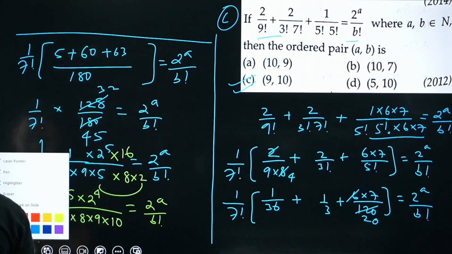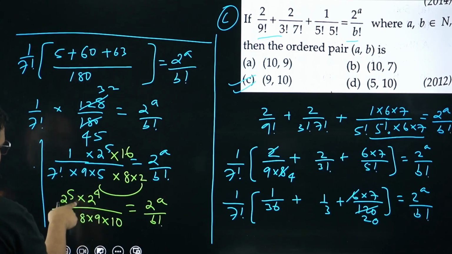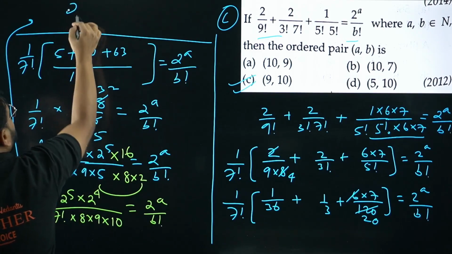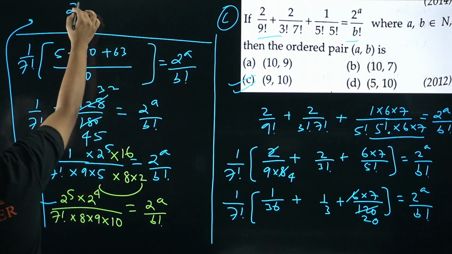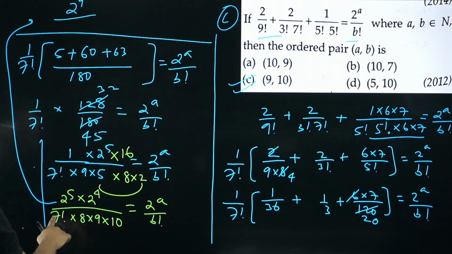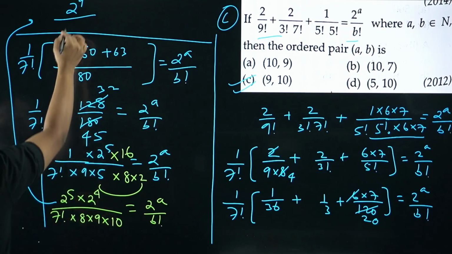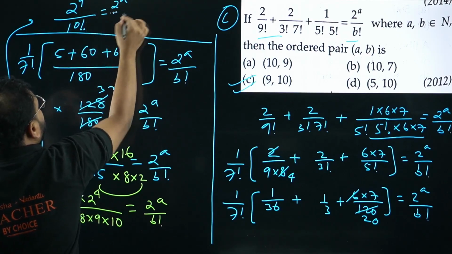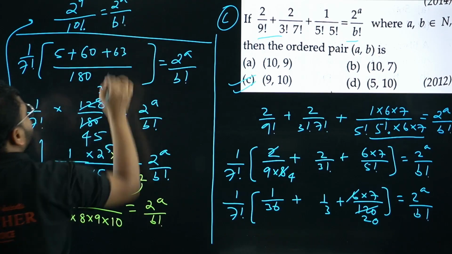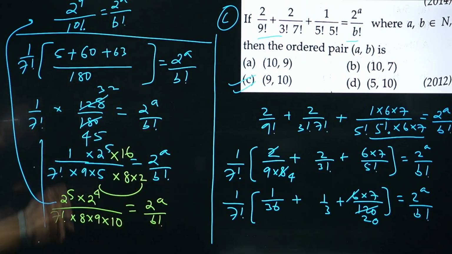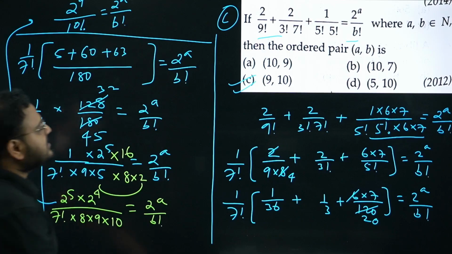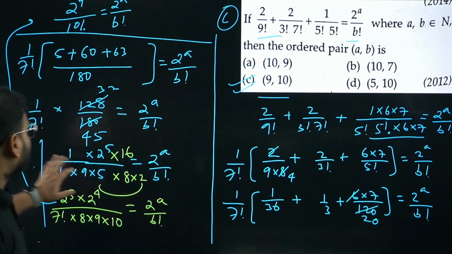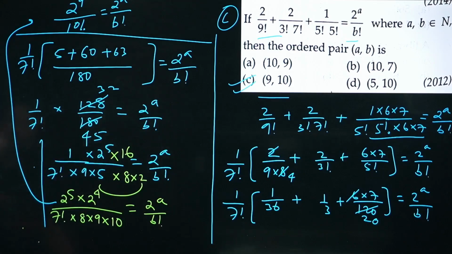So I'm going to start one more time from this step. Please check, I'm writing this step over here. So I'll have 2 power 5 plus 4 is 9 divided by 7 factorial into 8 into 9 into 10, it will become 10 factorial equals to 2 power a and b factorial. It means, compare here, a is 9 and b is 10. Option C is correct. Got it? Over this side is not visible, that's why I took that part and wrote it over there.